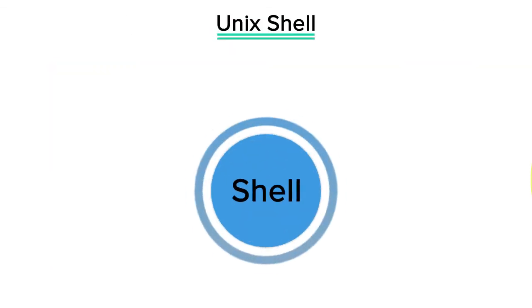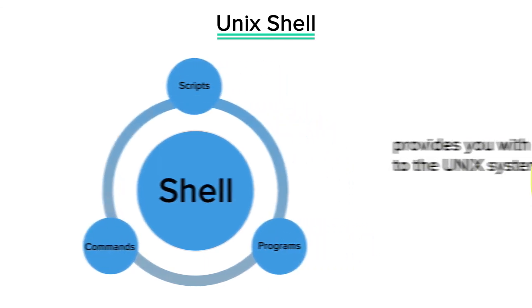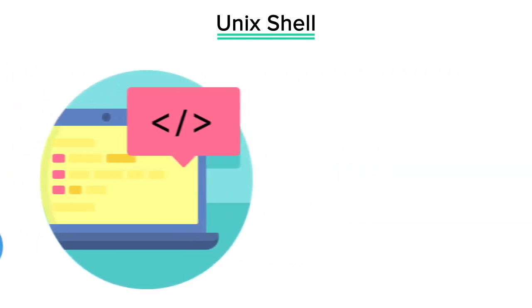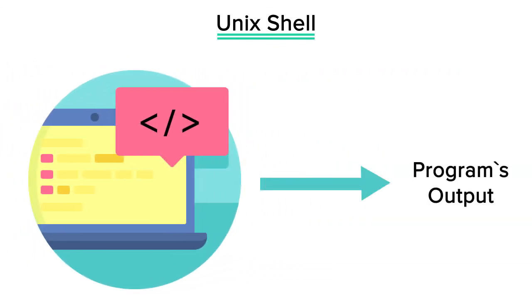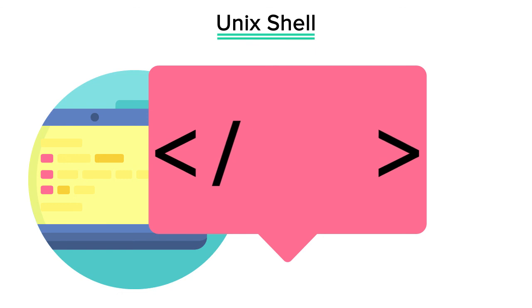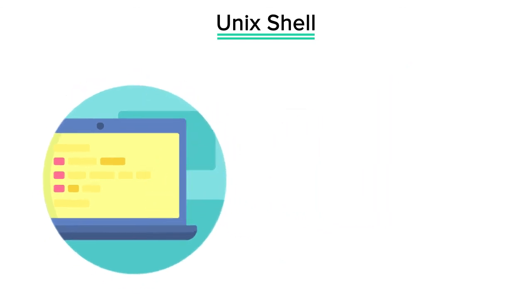A shell is an environment in which we can run our commands, programs, and shell scripts. The shell provides you with an interface to the Unix system. It gathers input from you and executes programs based on that input. When a program finishes executing, it displays the program's output. The prompt $, which is called the command prompt, is issued by the shell. While the prompt is displayed, you can type a command. The shell reads your input after you press enter. It determines the command you want executed by looking at the first word of your input.